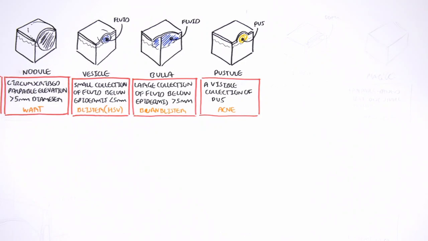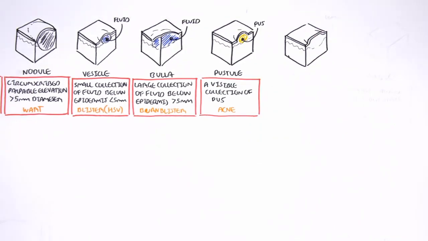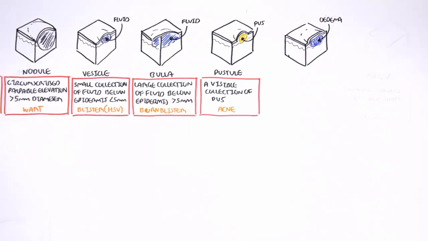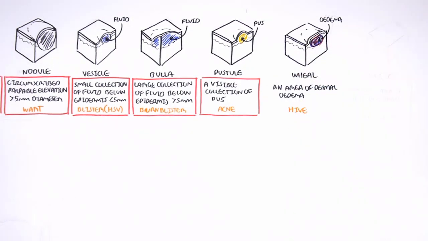A lesion can also contain fluid within the dermis layer, not the epidermis, but the dermis, and this is known as a wheal. So a wheal is an area of dermal edema. An example of a wheal condition is hives, which is an allergic reaction.